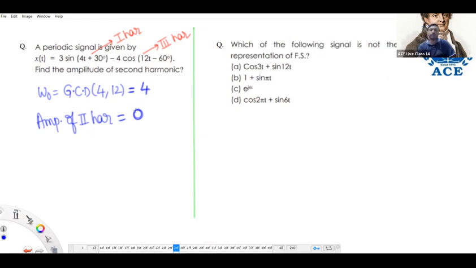For a periodic signal, first you find out the fundamental frequency. GCD of 4 and 12 is 4. So in the problem it corresponds to the first harmonic and the third harmonic. The second harmonic would be expected at 2 4s are 8, but that frequency is not there. So it is 0.